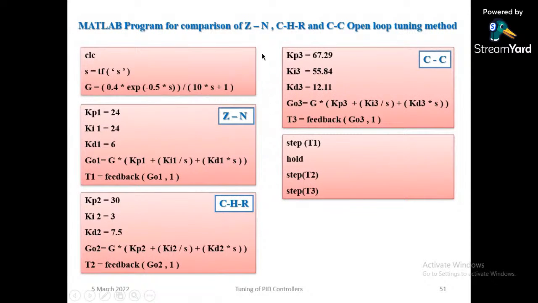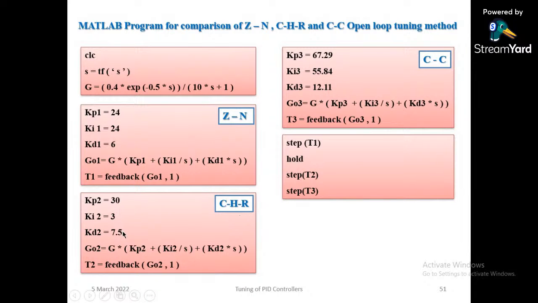Now what I'll do, I will compare all open loop methods: Ziegler-Nichols, CHR, CC. एकच प्लांट घेऊन कम्पेअर करूया. Now you tell me which one is the best. ठीक आहे. So initially will consider a transfer function as a 0.4 open loop transfer function आहे. झिगलर निकोल्समध्ये आपण Kp, Ki, Kd ची व्हॅल्यू हे काढला होता.